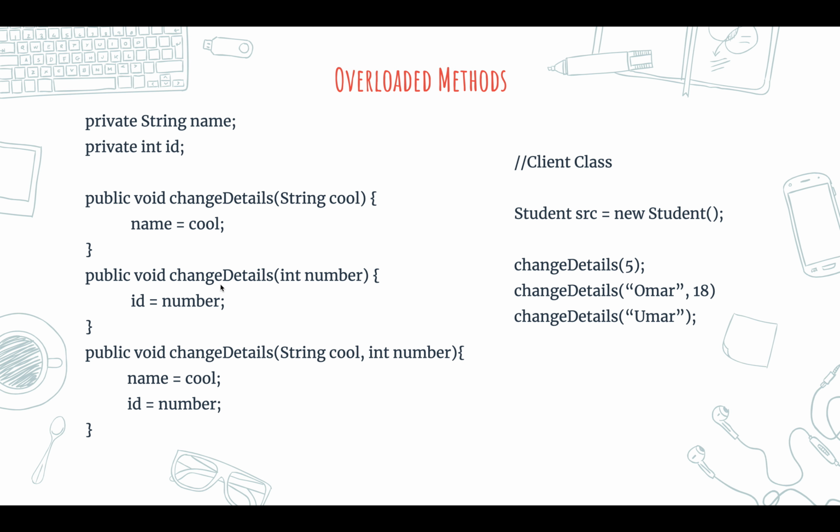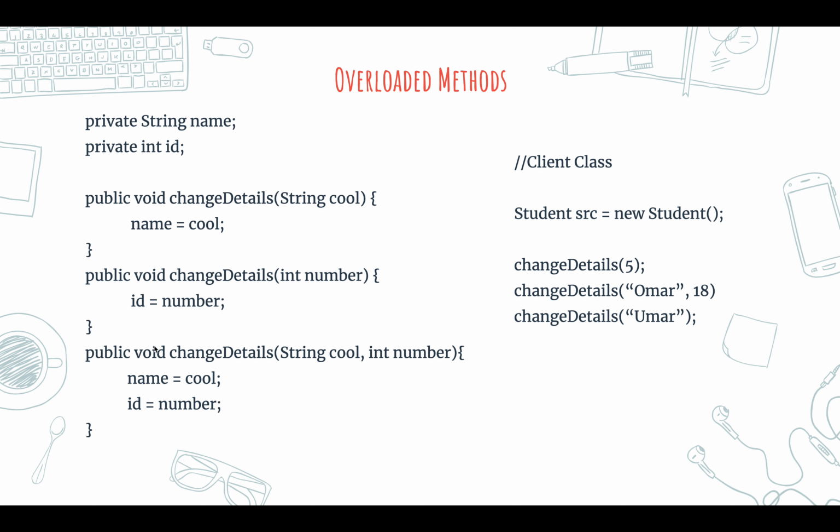We also have a public void changeDetails(int number). So this is the exact same method name as the previous method, except it differs in its parameter list, or arguments. And instead of having a string, we now have an integer. And this method gets an integer from another class or another method rather, and then it will use that number to be placed into ID.